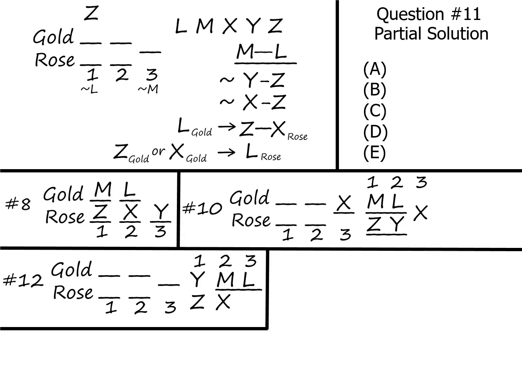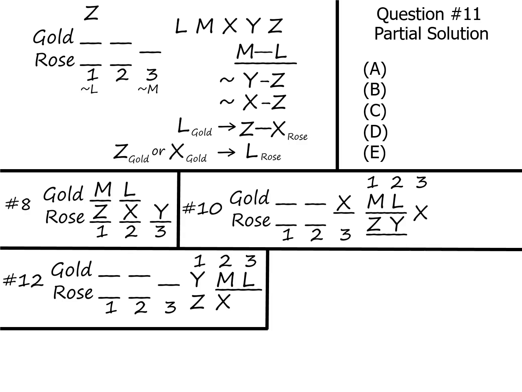Question 11. Now this is a partial solution question. It's asking for a complete and accurate list of the people who could be in the gold room listed in the order in which they speak. We don't do partial solution questions early on. We wait till we understand the game, but they're vulnerable to the same strategies that solution questions are. Occasionally, though, they're going to require some sort of deduction or something that we learn through the game, so that's why we put them off till later.